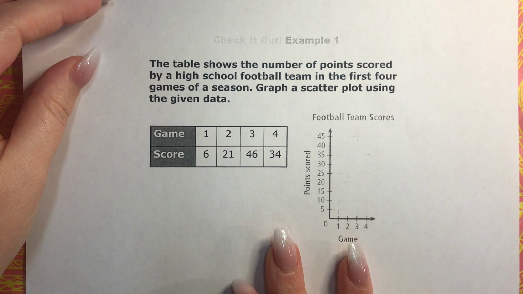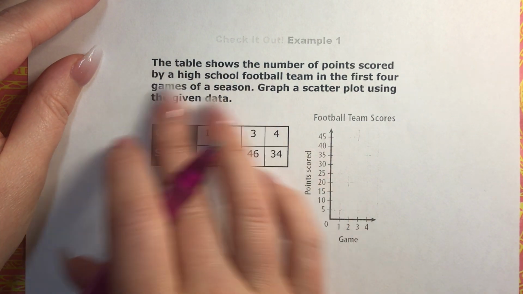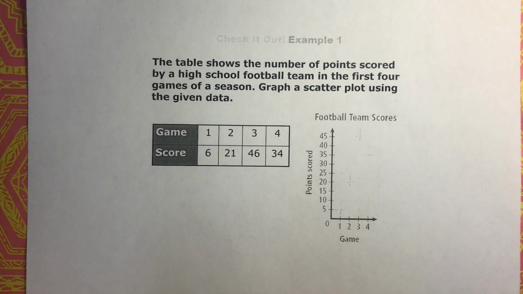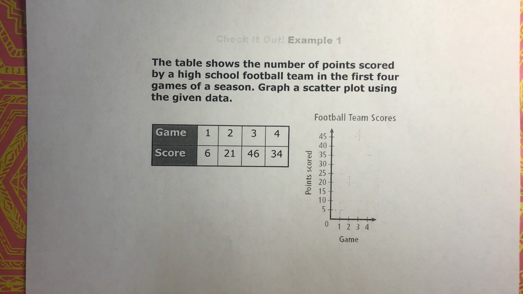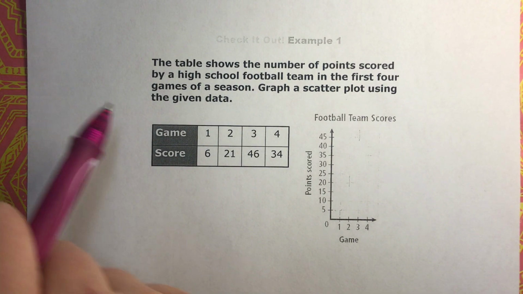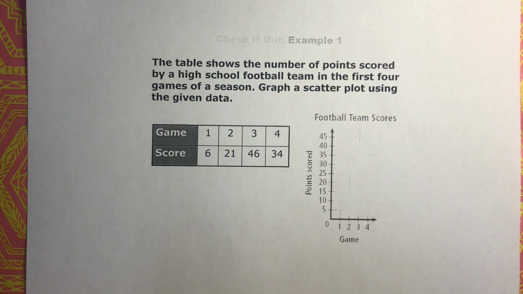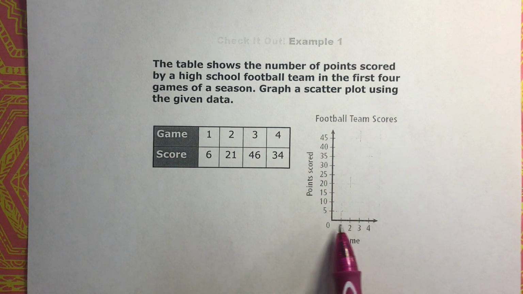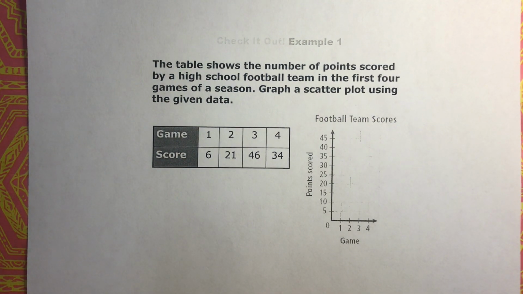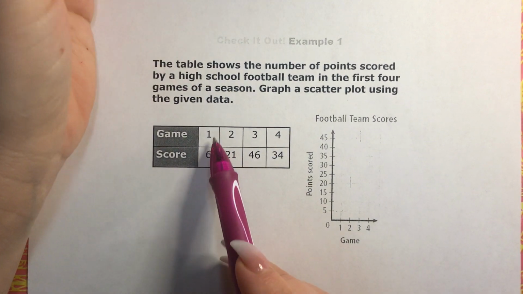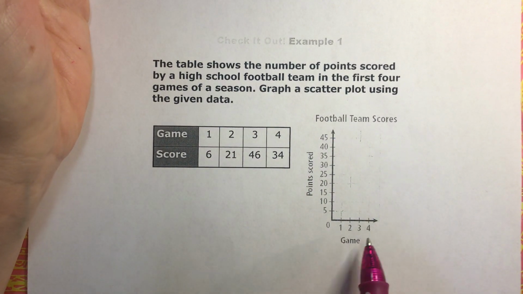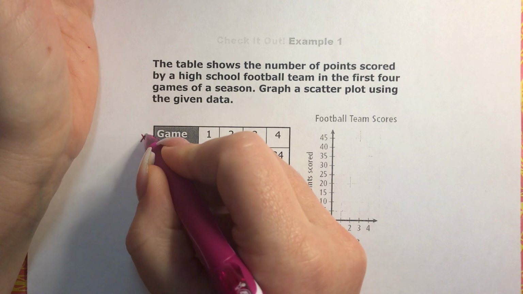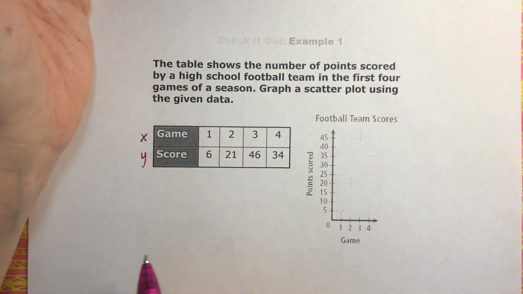Check it out, example 1. It says the table shows the number of points scored by a high school football team in the first 4 games of the season. So we're going to graph a scatter plot using the given data. We have the number of games and the points scored by the football team right there. So we're just going to go ahead and plot these points. Each of these is an ordered pair, right? The game, this is our X, and the points scored, that's our Y.